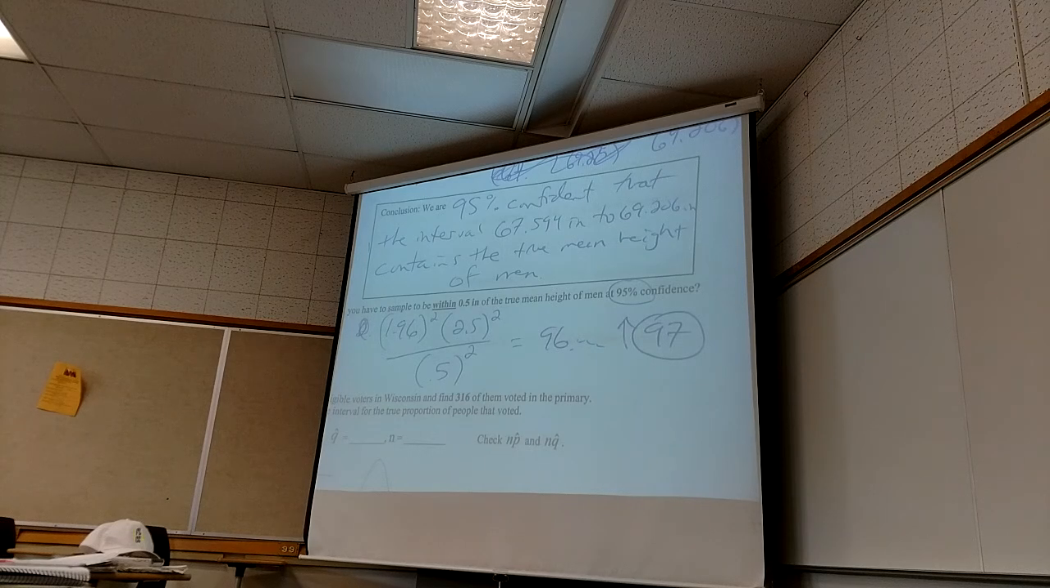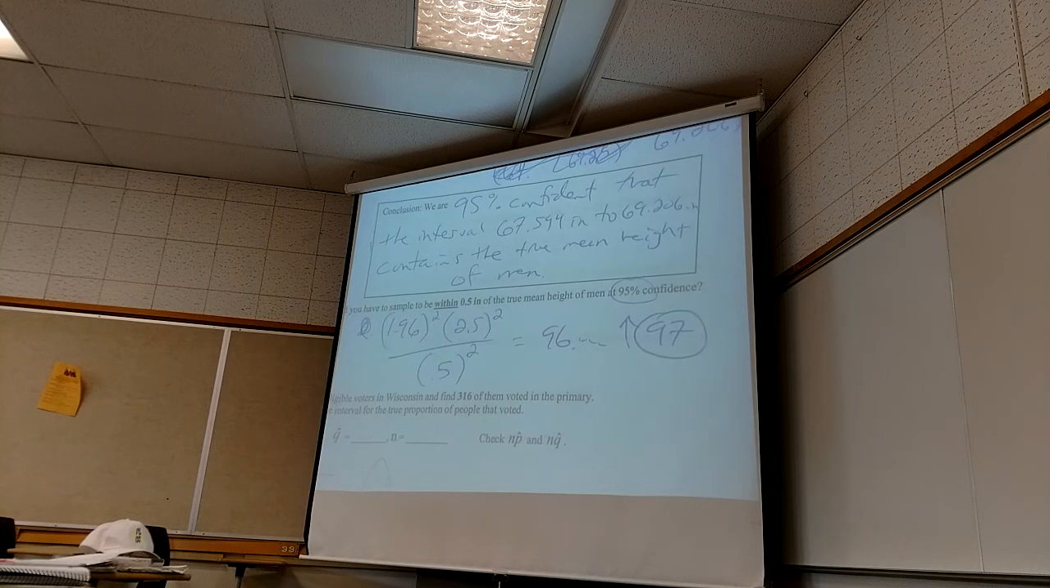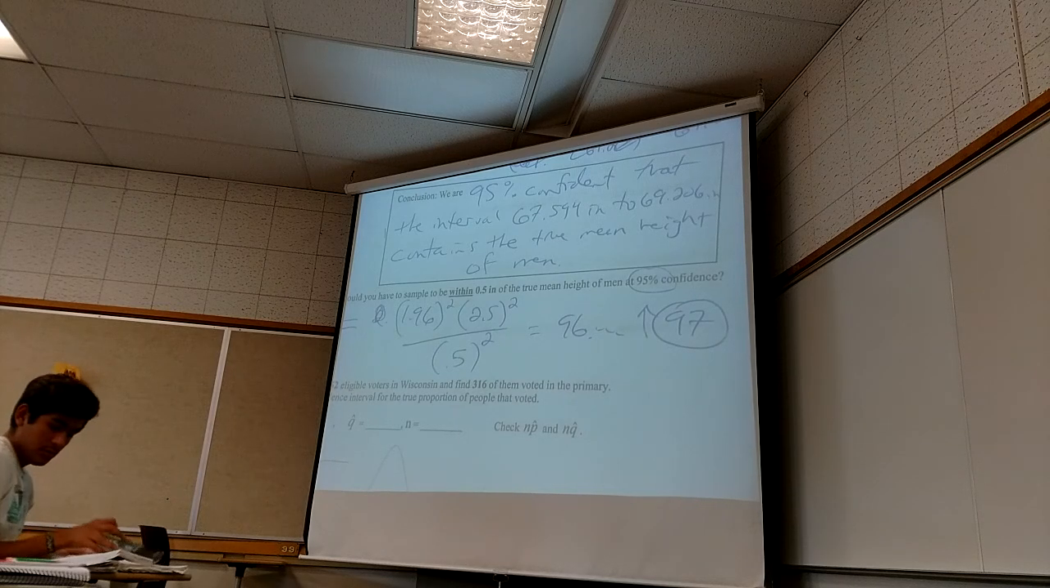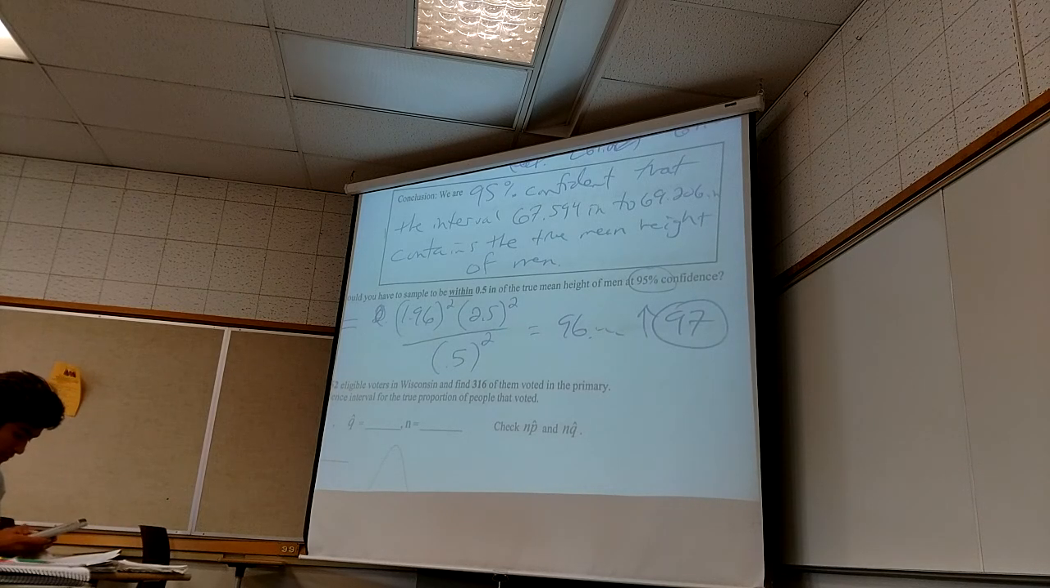I like it. You always round up. Yeah, and the reason we always round up is that, in order to be within half an inch, I have to have 96.0-something, right? I have to have that many. So if I just do 96, now I'm not within half an inch. So you always round up to go even better.